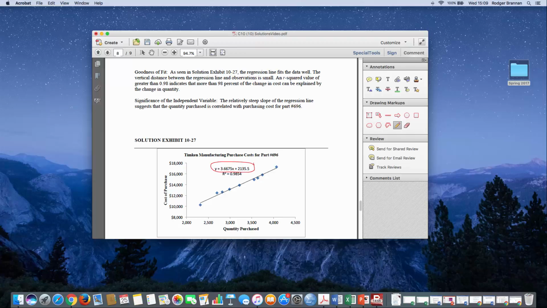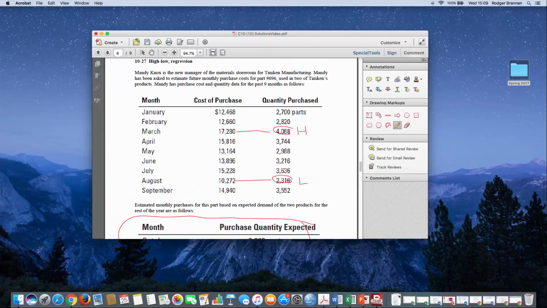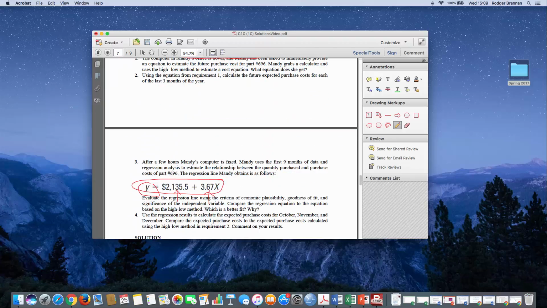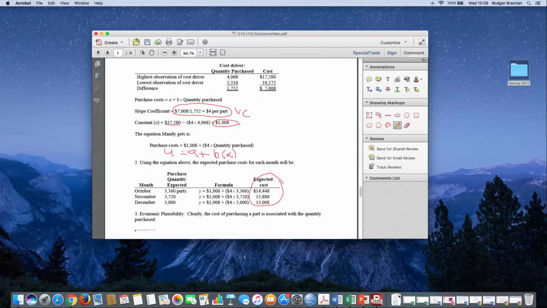That was given way up here. Go back up here. Yeah, right here. Now, the only thing that's a little different, excuse me, going a little too fast here. They rounded this. This variable cost is rounded to 3.67.